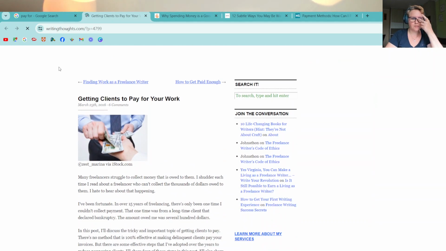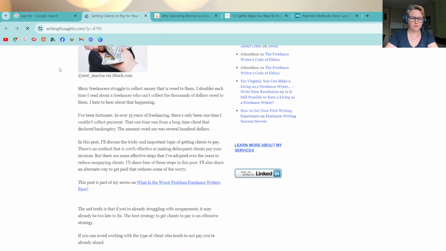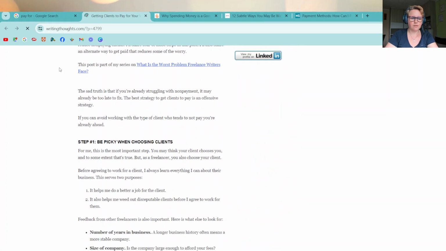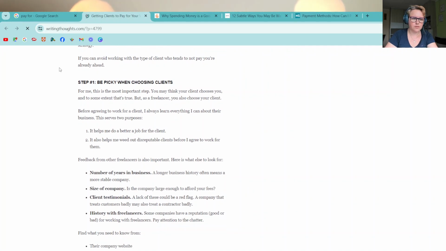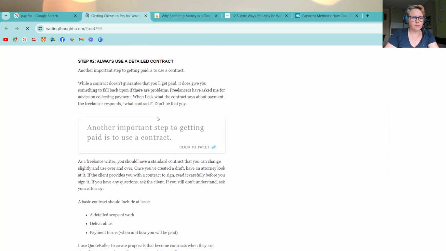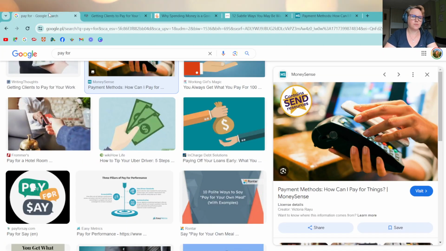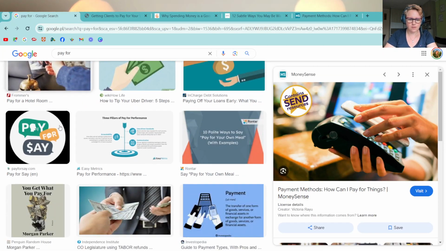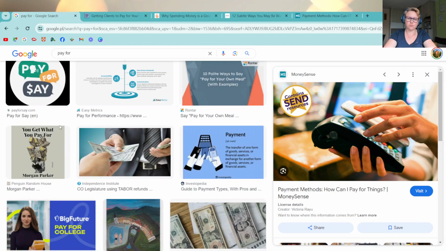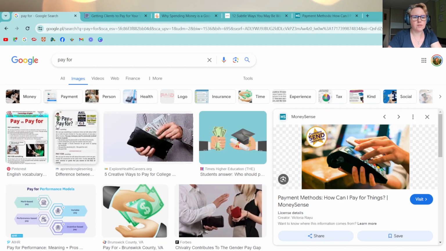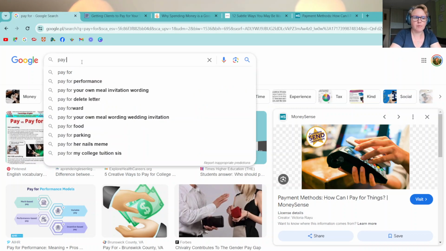Getting clients to pay for your work. So if you've got a business and you've got problems with clients paying for your services or whatever you do, here we have some guidelines. Always use a detailed contract. Yeah, so, just something interesting. This is how you can learn English, really. Just Google something and flow. Just go with it.